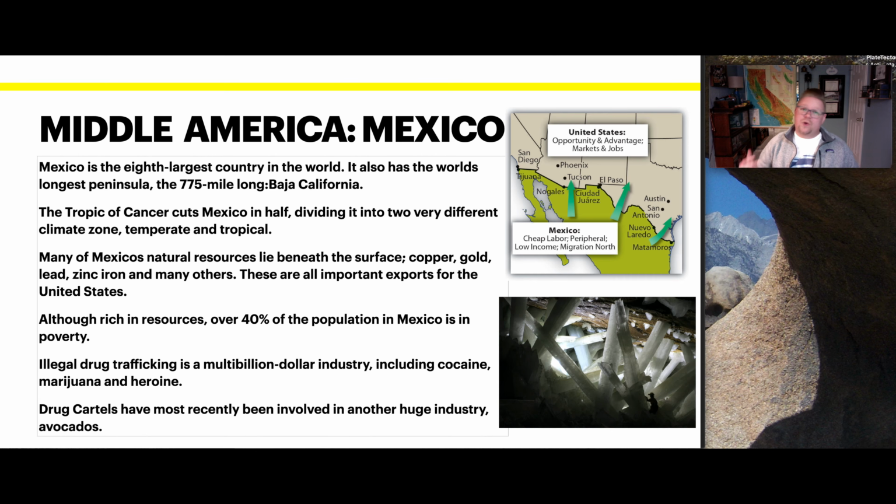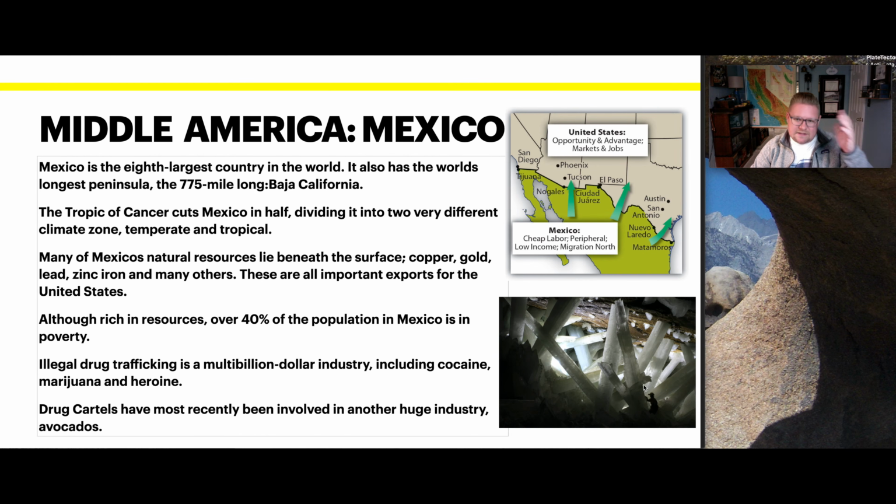Now, although Mexico is rich in resources, over 40% of that entire population lives in severe poverty. Illegal drug trafficking is a multi-billion-dollar industry, which includes cocaine, marijuana, and heroin, and drug cartels have now moved on to very different types of trafficking, looking at the avocado industry and the trade industry within the United States. I've also included this diagram here, which covers things we've talked about before in this class.